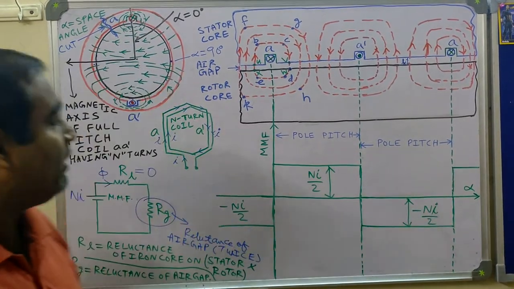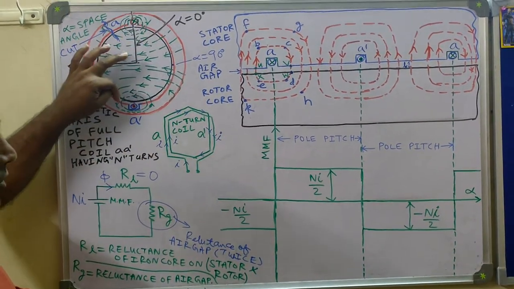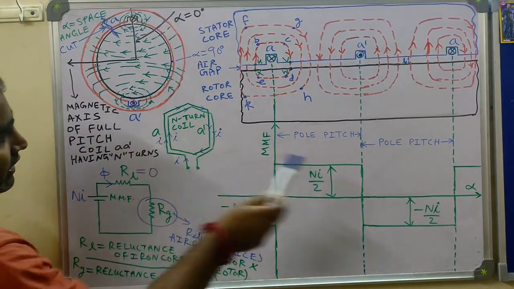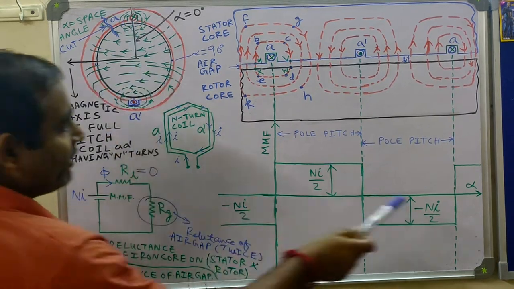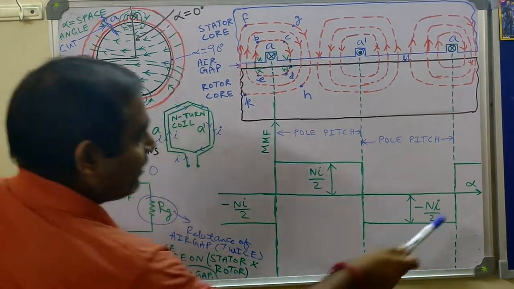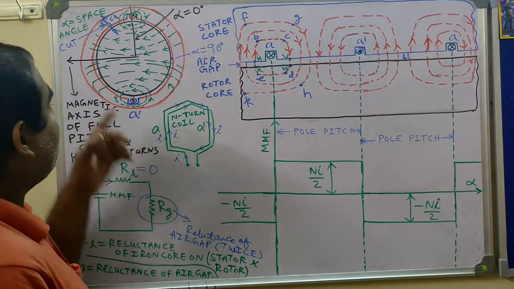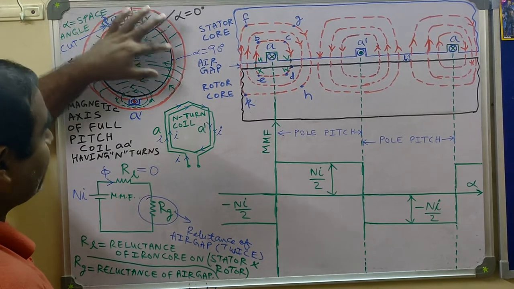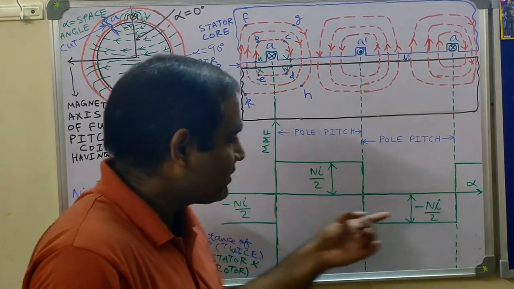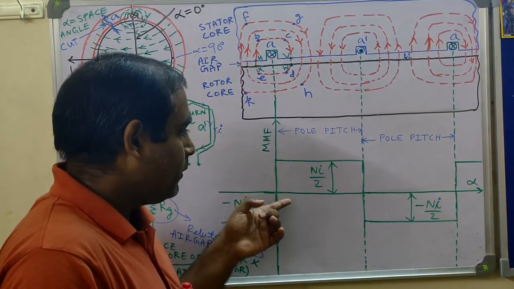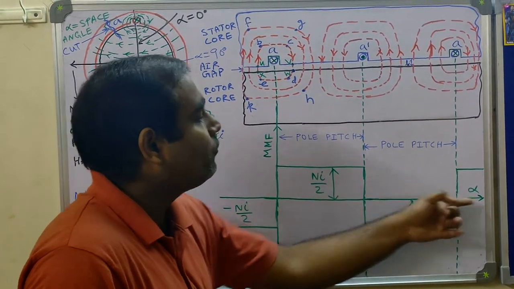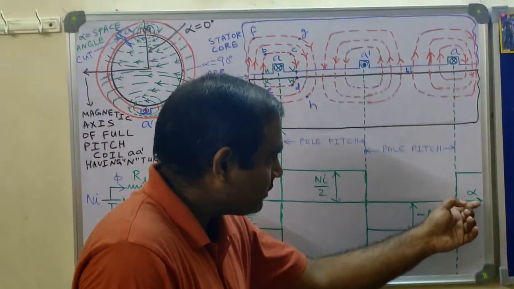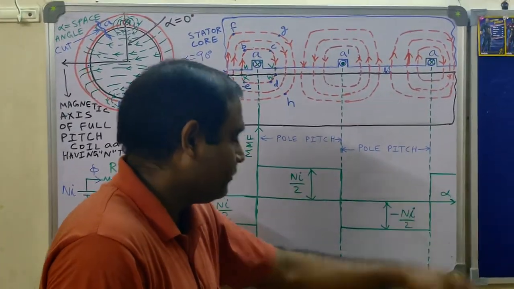Space angle alpha means nothing but the distance along the air gap periphery, because as you change the value of alpha, you are moving along the air gap periphery. When alpha is 0, you are here. When alpha is 90 degrees, you are here. When alpha is 180 degrees, you are here. So this axis is the axis along which you plot the value of space angle alpha, or you may also call it the distance moved along the air gap periphery.